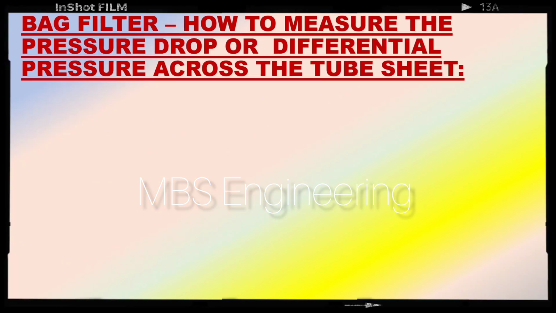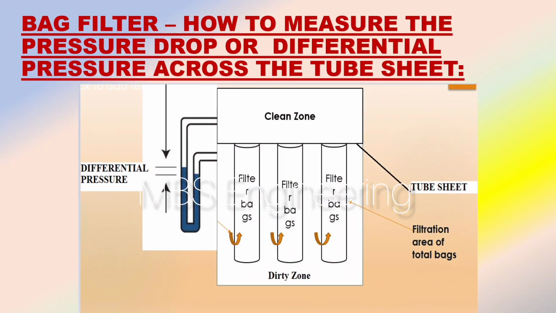Next, we are going to discuss and understand how to measure the pressure drop or differential pressure across the tube sheet in the Bagfilter. Please refer the schematic layout for better understanding. The pressure drop of a system, fabric filter, is determined by measuring the difference in total pressure at 2 points, usually the inlet and outlet of duct of the baghouse or tube sheet dirty and clean air side.